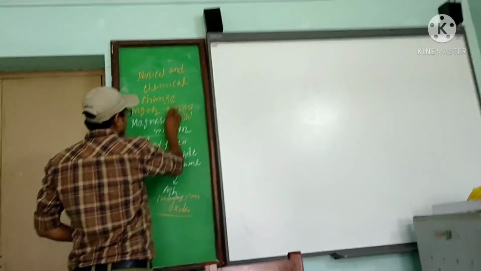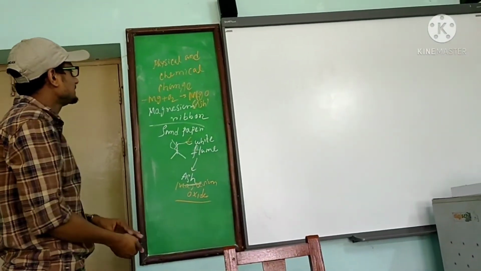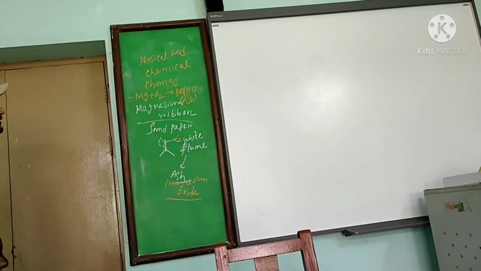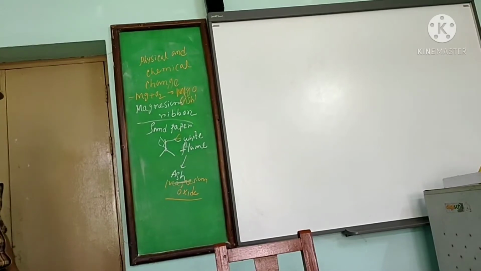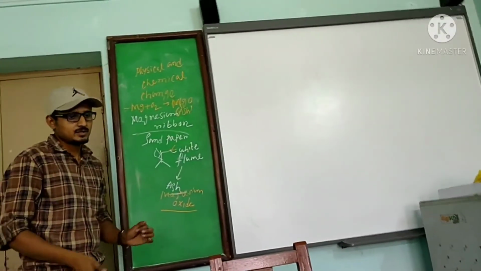So from this ash we cannot again reverse back to magnesium and oxygen. So this is an example of a chemical change. Okay, so this experiment is very important. You have to prepare well. Okay.